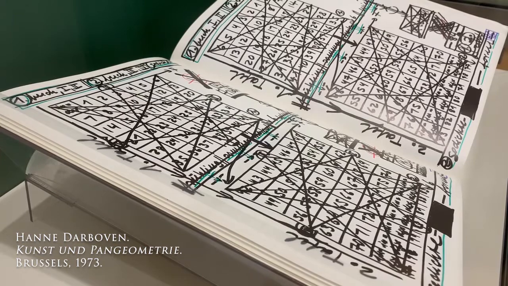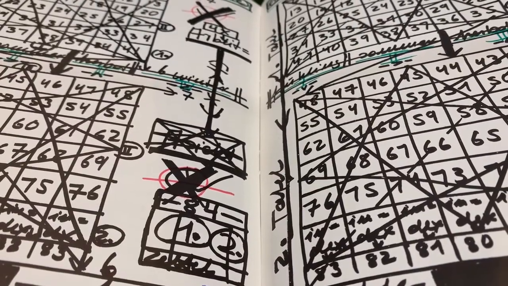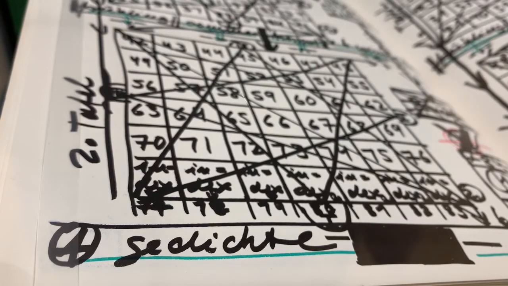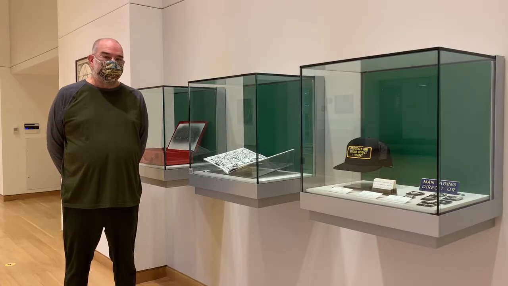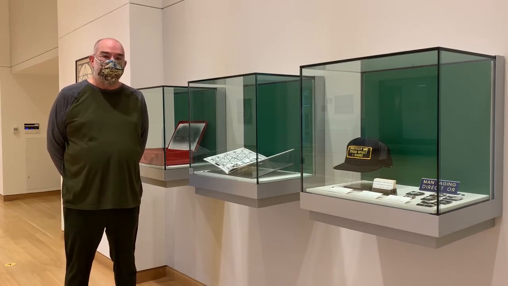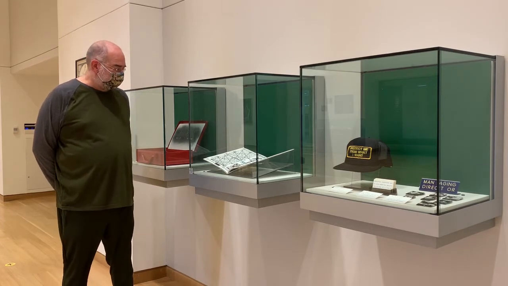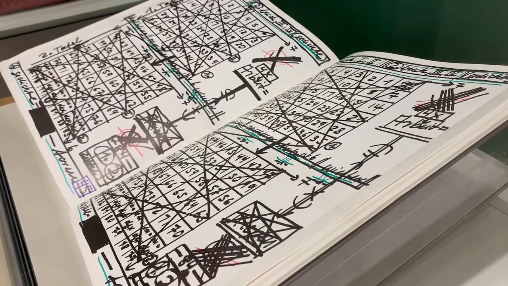Her work is primarily concerned with explorations of time and space, and she did this through the creation of her own language, both mathematical and visual, and used it to express her ideas and her concepts, particularly of the passage of time. So what we see in this particular work and throughout this book are diagrams and grids, grids being one of Darboven's favorite visual devices.